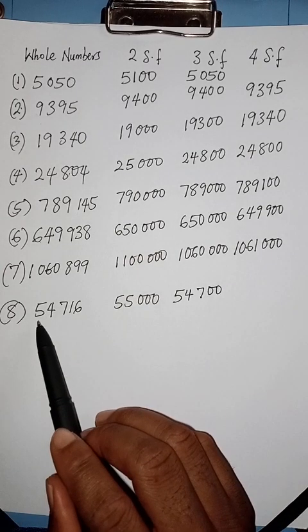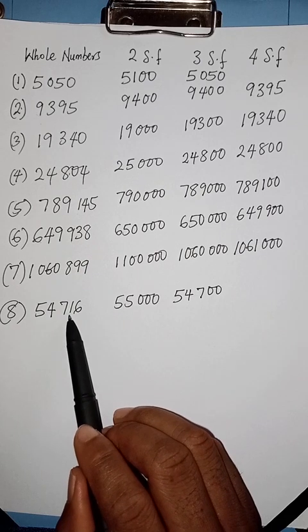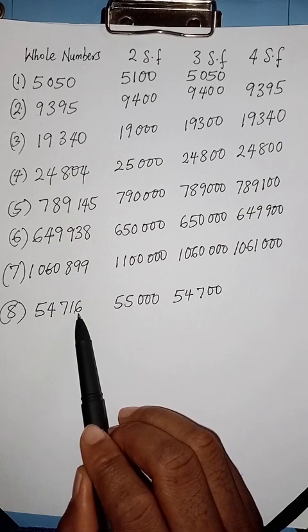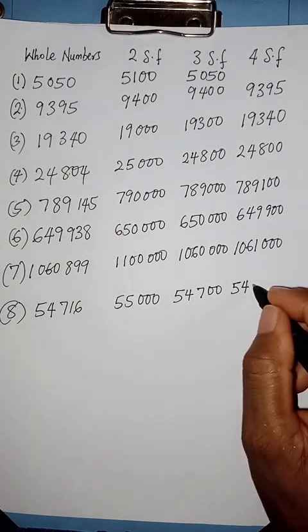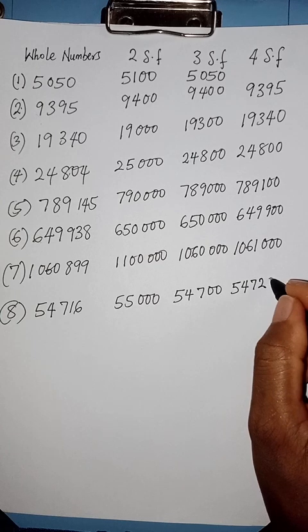Four significant figures, 5, 4, 7, 1 are the four significant figures. But before I write it down, I'll check the digit after the fourth significant figure, and that's 6. It means you are rounding up. So it becomes 5, 4, 7, 2. And then convert the 6 to 0.